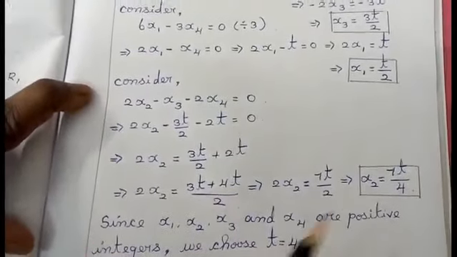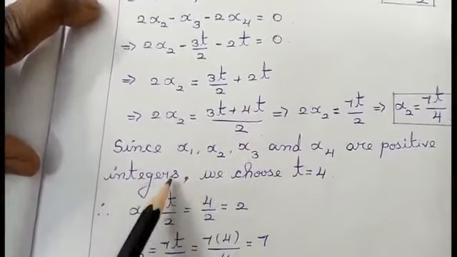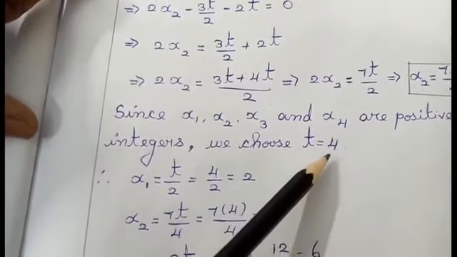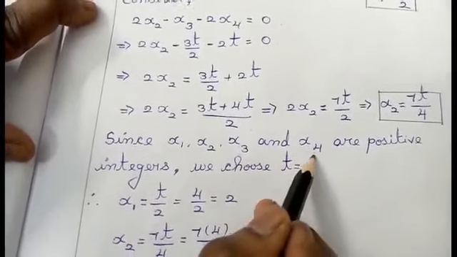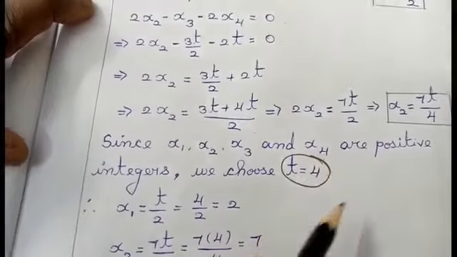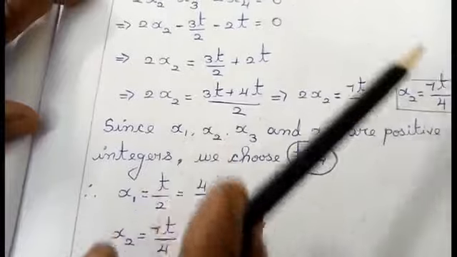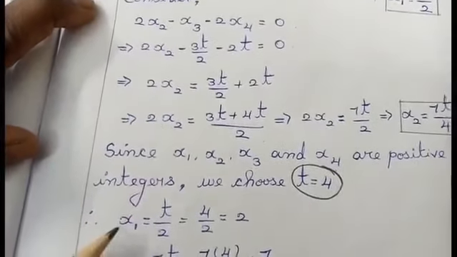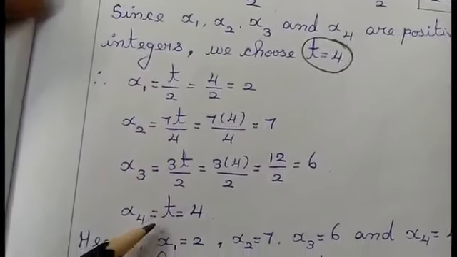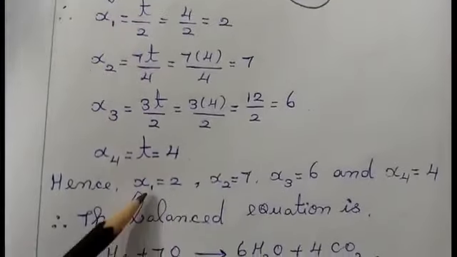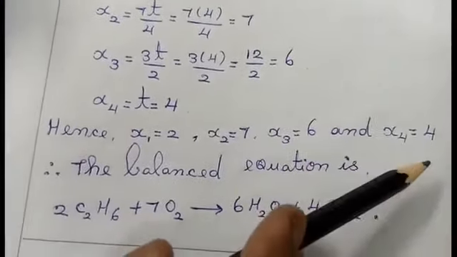After getting the value, since x1, x2, x3 and x4 are positive integers, we choose t equal to 4. We are just taking t equal to 4. To balance the equation, I am going to take t equal to 4, since we are having 4 positive integers. Wherever I am going to have t, that is, I have taken the values x1, x2, x3, x4, in place of t, I am going to give the value as 4. After giving the value, I am getting x1 equal to 2, x2 equal to 7, x3 equal to 6 and x4 equal to 4.